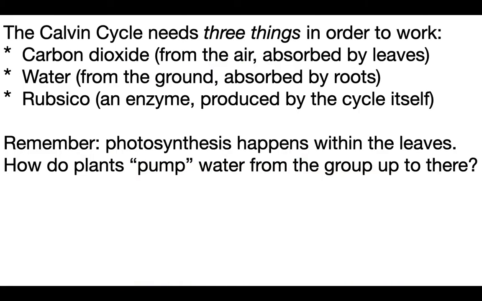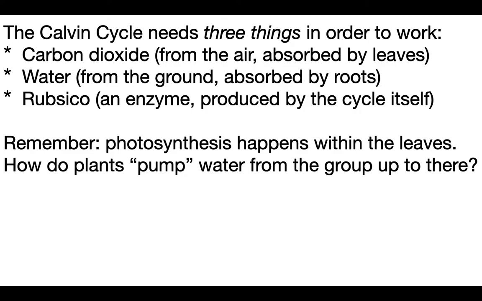And the Calvin cycle needs 3 things to work. It needs carbon dioxide from the air, which gets absorbed by the leaves, that was at the top of the cycle. It needs water, which comes up from the ground, absorbed by the roots. And it needs rubisco, which is the enzyme that the cycle produces and reproduces at the end of the cycle. That's why there's that second half of the circle is regenerating the rubisco that binds the carbon dioxide from the air in the first place.